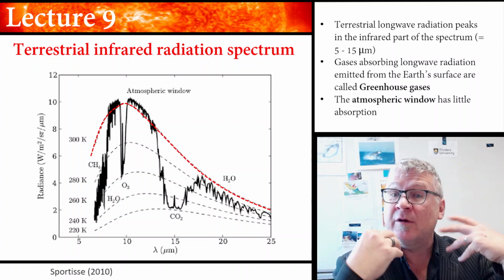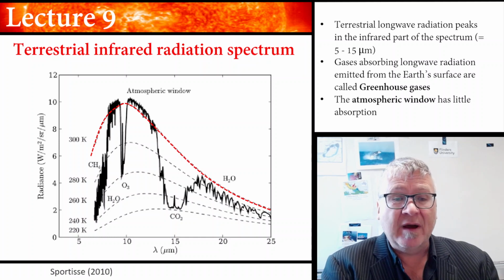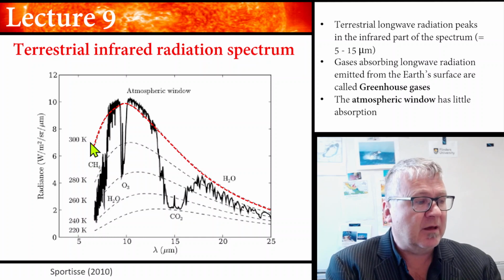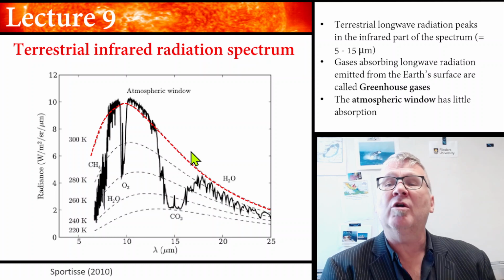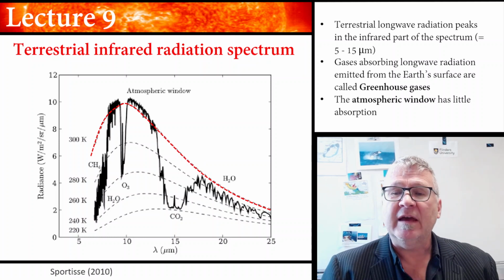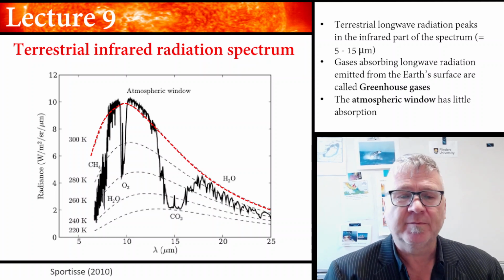Again, we have a theoretical line, which is shown by the red curve. The terrestrial long-wave radiation peaks in the infrared part of the spectrum at wavelengths between 5 and 15 micrometers.